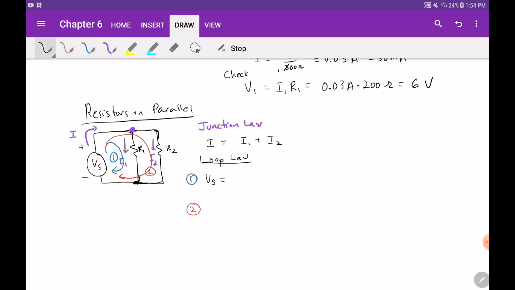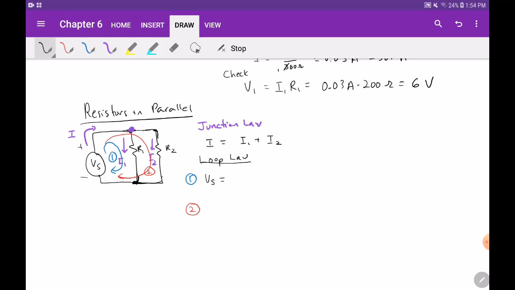So for the loop number 1, I'm starting from the negative terminal of the battery. Going from negative to positive, I gain. So that's why it is Vs. And as you go through the R1, with the current direction assumed to be positive downward, I lose R1 times I1. That's how much you lose. And note, because the loop direction is the same as the current direction, I have a positive loss. In loop 2, you have something similar. Vs is equal to R2 times I2. What that means is your Vs is equal to R1 times I1 equals R2 times I2. They're all the same.